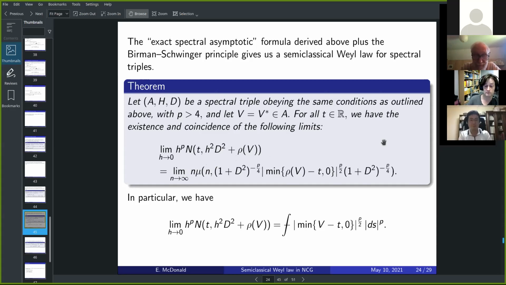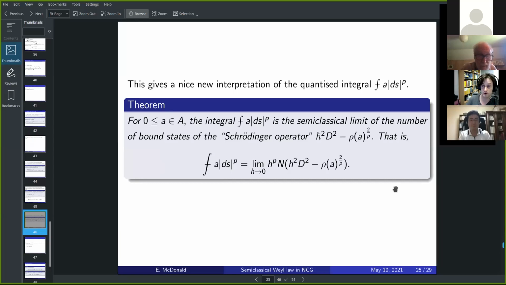I think that these conditions on the spectral triple, although they're not something that you can really find in the literature, are natural and very general. And you get this very nice formula, a semi-classical Weyl law for spectral triples. So if you'll forgive me getting a little bit philosophical for the moment, I think it gives a nice new interpretation of what this quantized integral means, this integral bar. You can say that the integral in the NCG sense of A is related to the number of states bound by a Schrodinger operator, h bar squared D squared minus some power of A. I think it's nice. Now, as I said, this is the sort of thing that certain people who work in this area would consider kind of obvious. For me, it's not obvious at all. I haven't seen this remarked on before, and I think it's very nice.